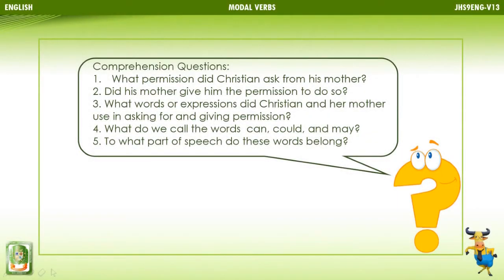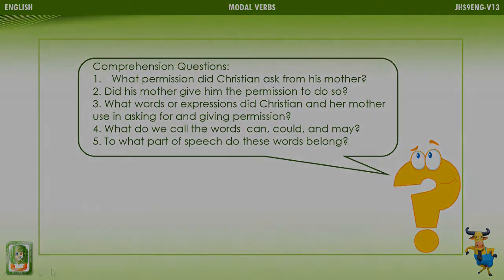Comprehension questions. 1. What permission did Christian ask from his mother? 2. Did his mother give him the permission to do so? 3. What words or expressions did Christian and her mother use in asking for and giving permission? 4. What do we call the words can, could, and may? 5. To what part of speech do these words belong?